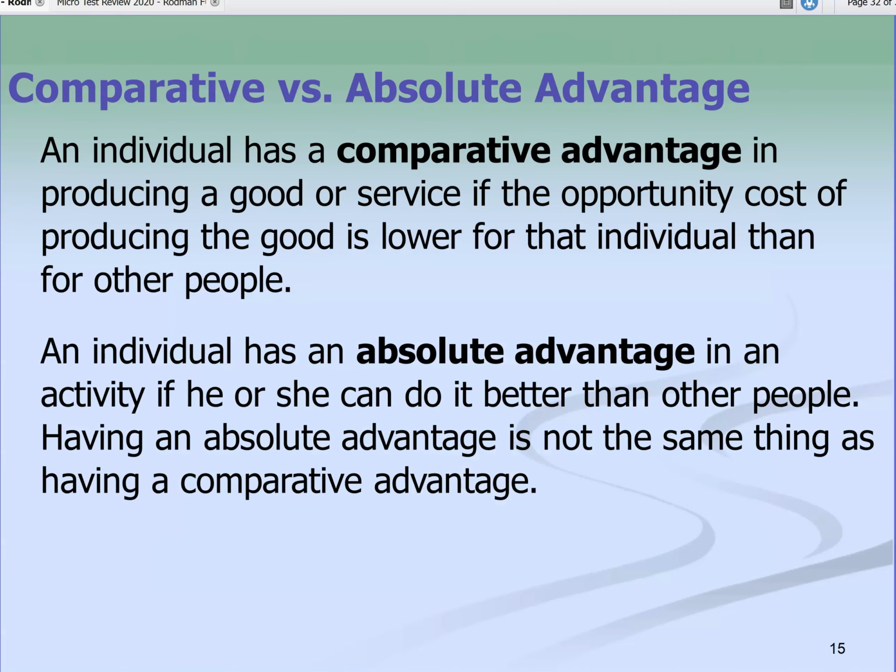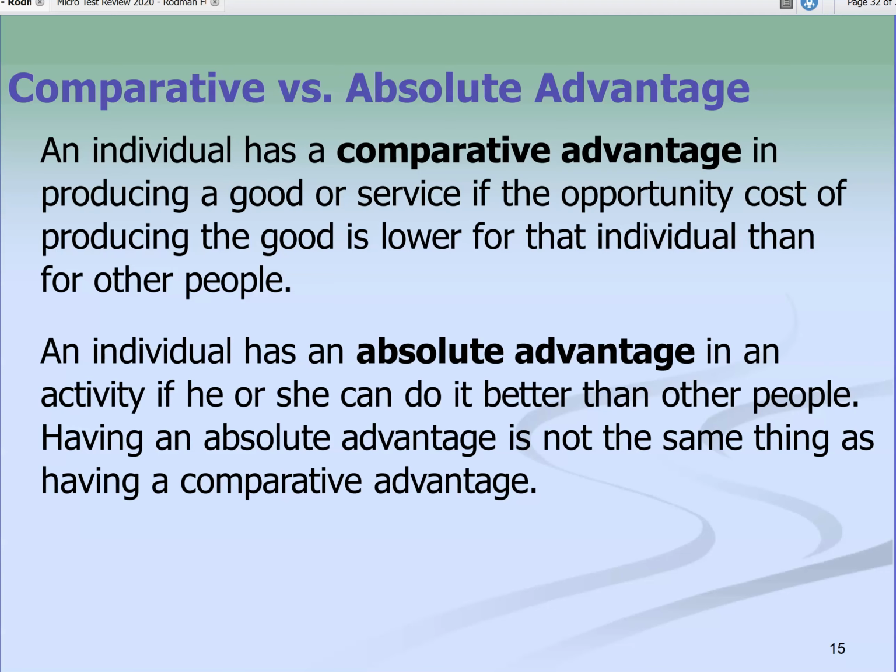Now, absolute advantage is the easy one, right? Who can produce more or gather more than anybody else? That's the absolute advantage. But the comparative advantage is who can produce the good at a lower opportunity cost of producing that good, lower for that individual than for others. And that's kind of the example we just went through with Tom and Hank.